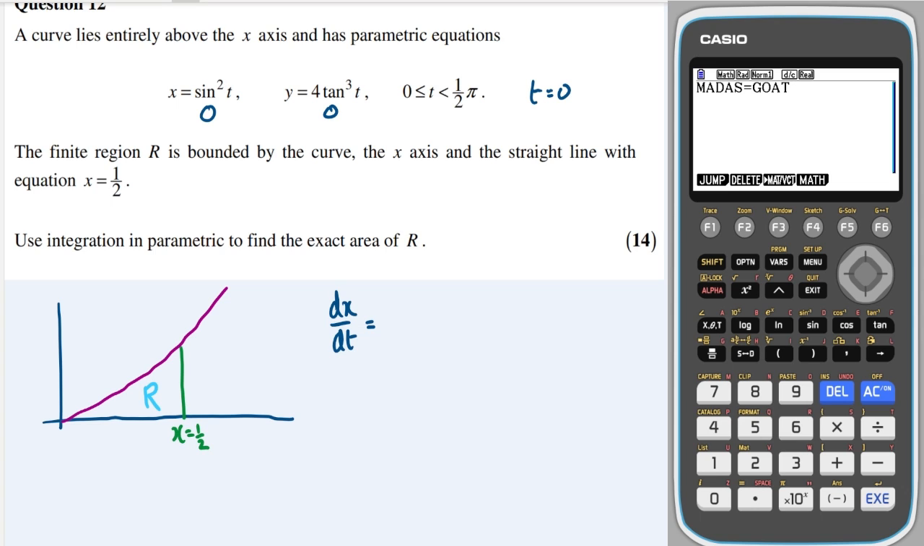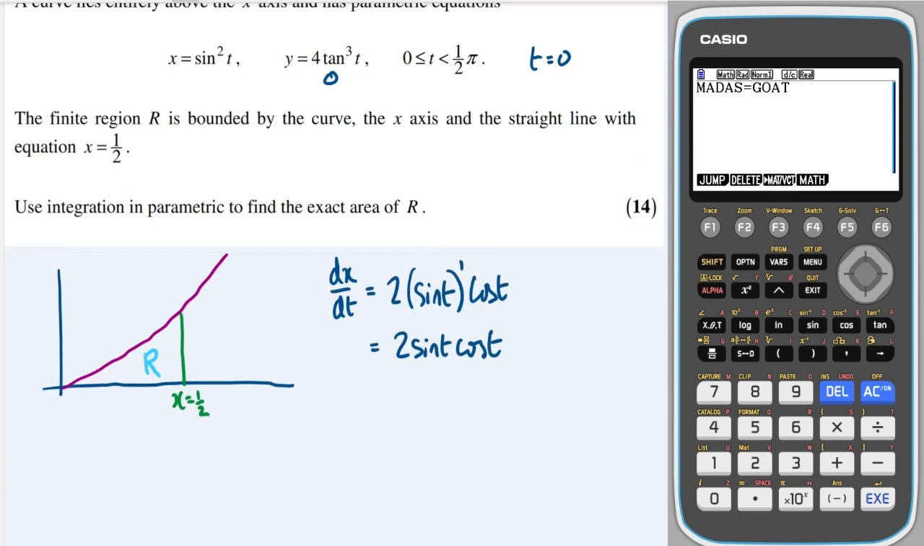So I know that x, well, we just differentiate this basically. So the 2 comes down to the front. We keep the function sine t the same, and we drop the power down by 1, and then we multiply by the derivative of the bracket, which is cos t. So this is 2 sine t cos t.